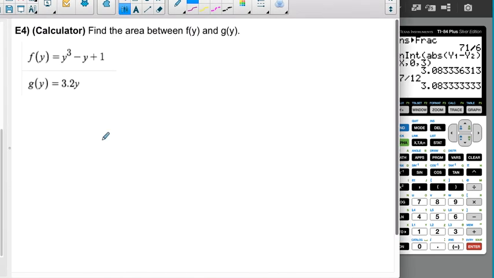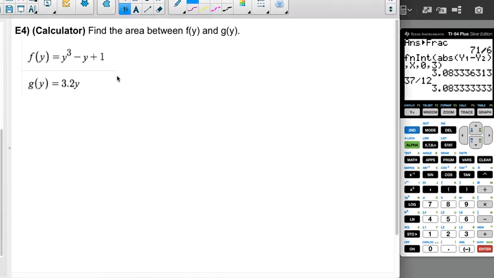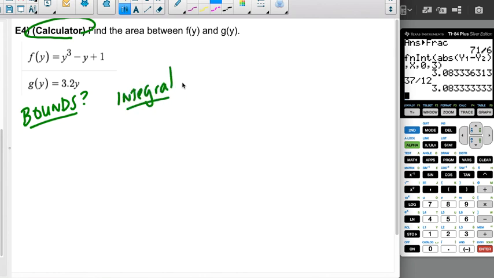All right, whew, okay, 2 more calculator problems, then we can stop torturing ourselves with this section. So if it's a calculator problem, remember your jobs on a calculator problem: you need to find the bounds, you need to set up the integral, you need to type, and just give the answer, right? That's your job on this.